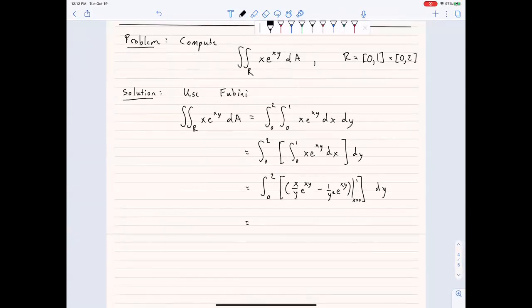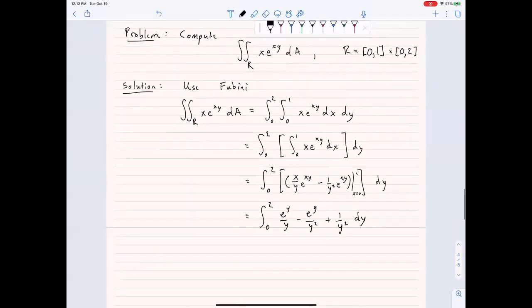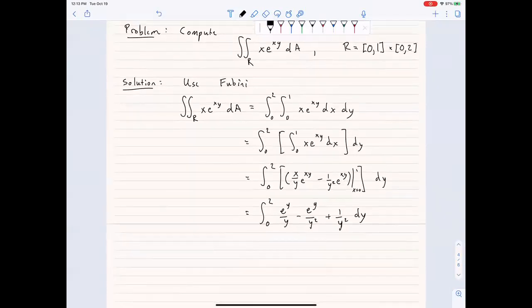So I compute in the integral from 0 to 2. Now I just have to evaluate at x equaling 1. I'll get e to the y over y minus e to the y over y squared. And then I have to put it at x equaling 0. So the first term vanishes, and then I get a negative. So I get a minus and negative, and I'll get plus 1 over y squared dy. Now I have successfully eliminated one of my variables, right?